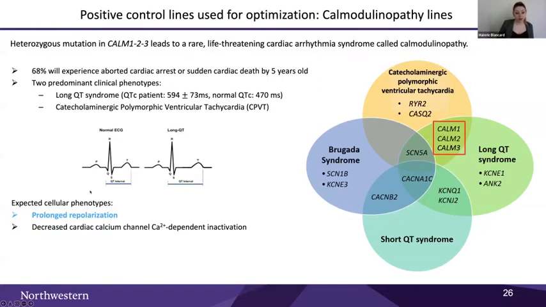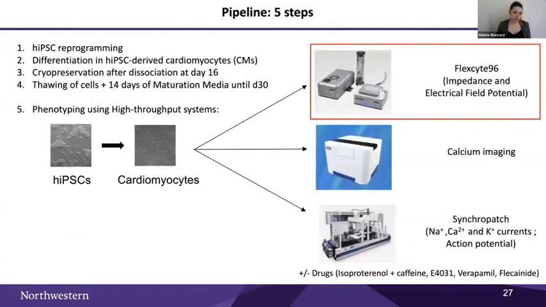So regarding the cellular phenotypes, what was I expecting? We expect to see a prolonged repolarization, which is what you see on the EKG. And that's mainly what I'm going to show you after, that I've been able to reproduce on the machine. There is something else that we can see, a decreased calcium channel dependent inactivation, but it's using another machine that is not in the core. I'm not going to detail that.